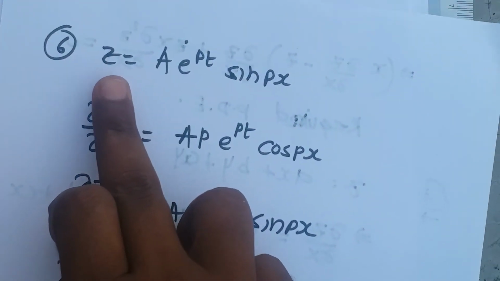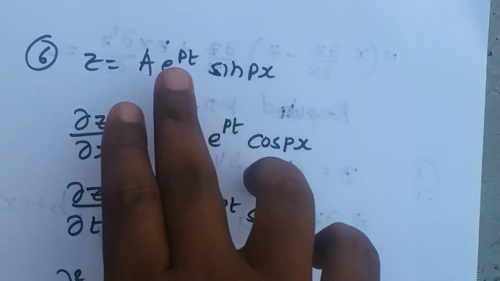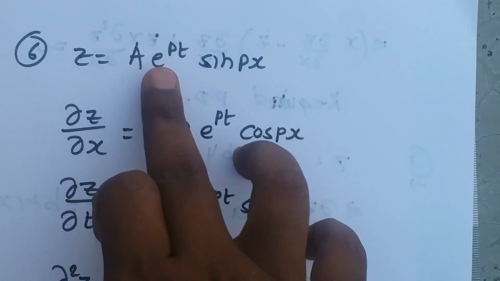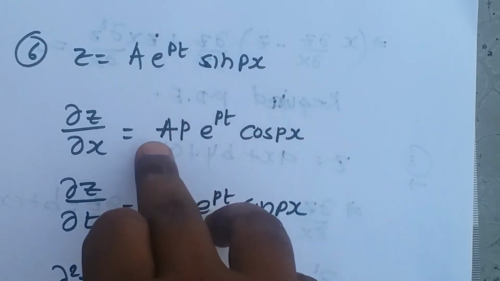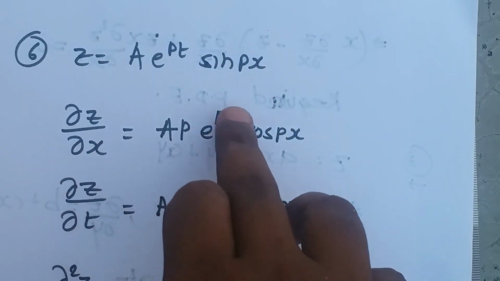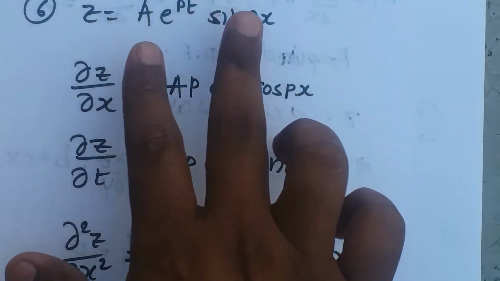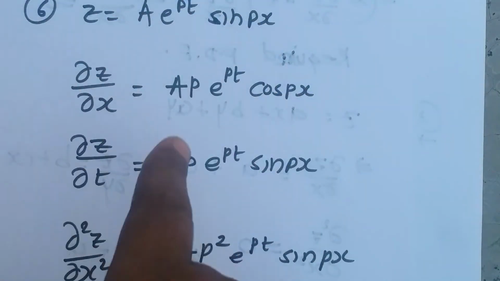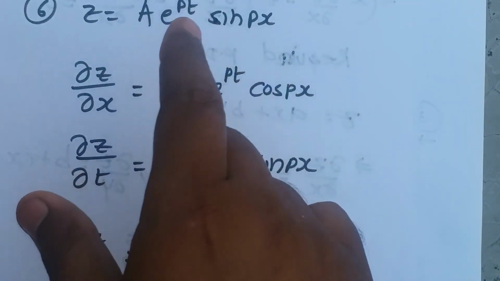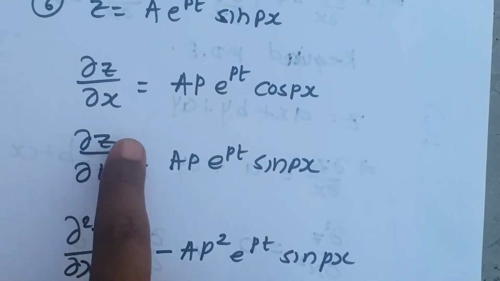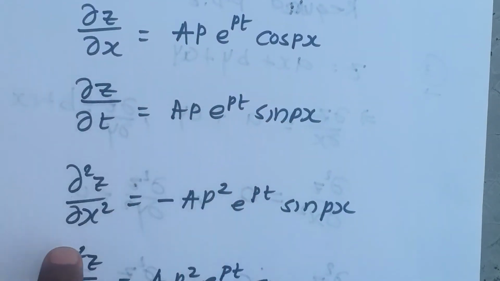If you differentiate this with respect to x, these first two terms will be constant because they don't contain any x. The derivative of sin px with respect to x will be cos px into p. Therefore it is ap e raised to pt cos px. Now, because there are two arbitrary constants, we'll differentiate with respect to the other variable. We have differentiated with respect to x, now differentiate with respect to t. Instead of y we have t here. So del z by del t will be ap e raised to pt sin px, right?